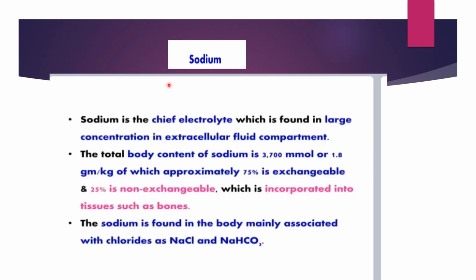sodium. Sodium is one of the major elements, or chief electrolytes, found in large concentration in extracellular fluid compartments. The total body content of sodium is 3700 millimole or 1.8 gram per kg, of which approximately 75% is exchangeable and 25% is non-exchangeable, which is incorporated into tissues like bones. Sodium is found in the body mainly associated with colloids like NaCl and sodium bicarbonate.